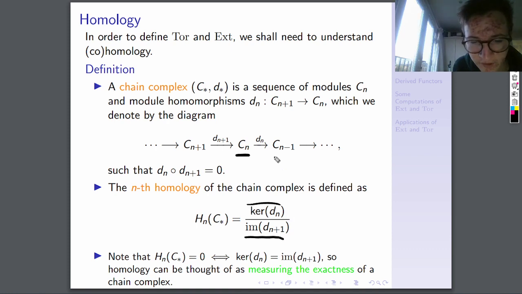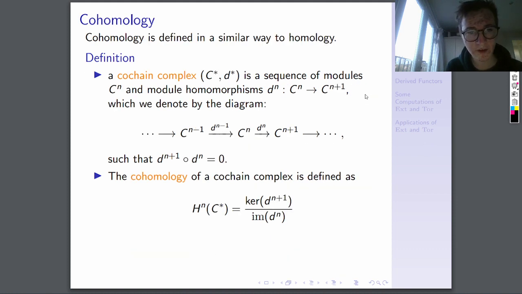And so basically homology can be thought of as measuring the exactness. Because of course this condition here that the image is equal to the kernel is exactness. And so, yeah, homology is basically measuring how far away a chain complex is from being exact by taking this quotient here. So yeah, that's homology.